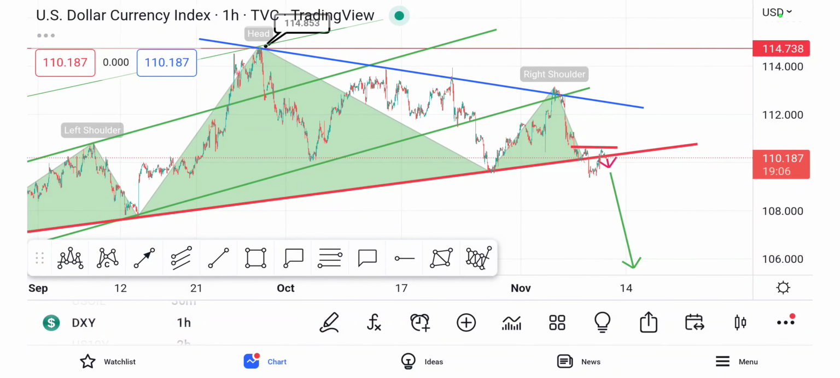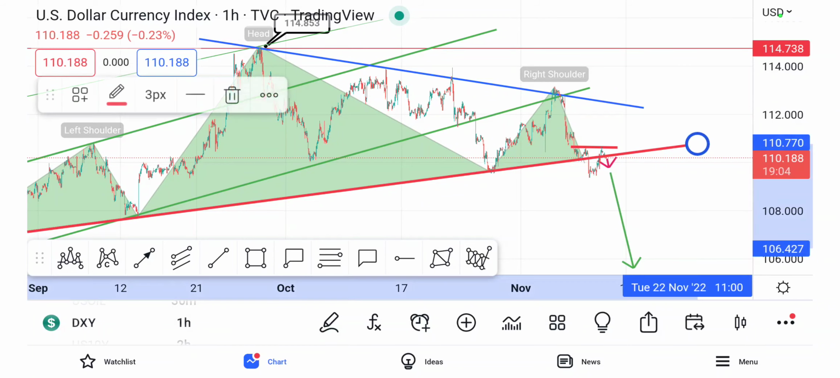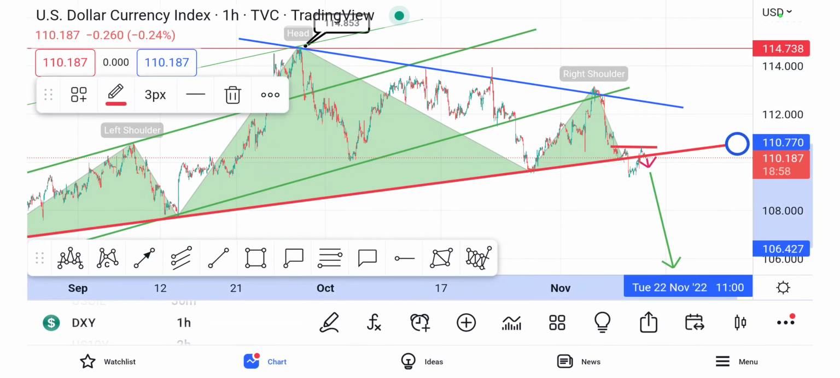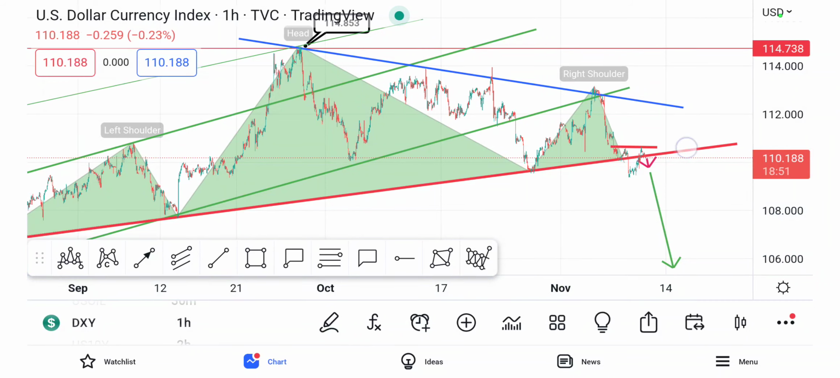If you look at the way we're consolidating on this pink line here, it shows that there's not much buying force on the dollar. A lot of people are exiting the dollar. A lot of whales, a lot of countries, a lot of central banks are exiting the dollar, and they're not entering. I'll show you how I know.